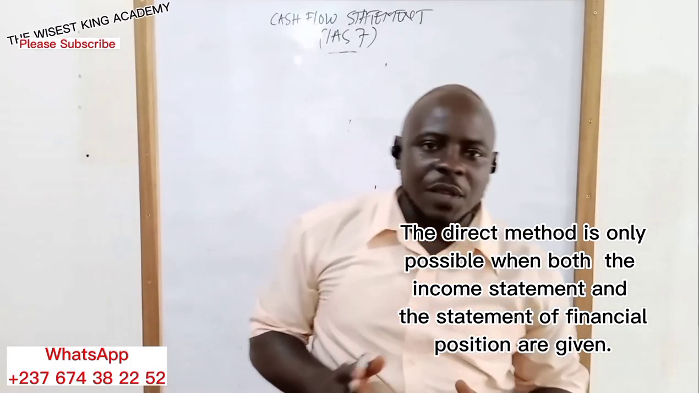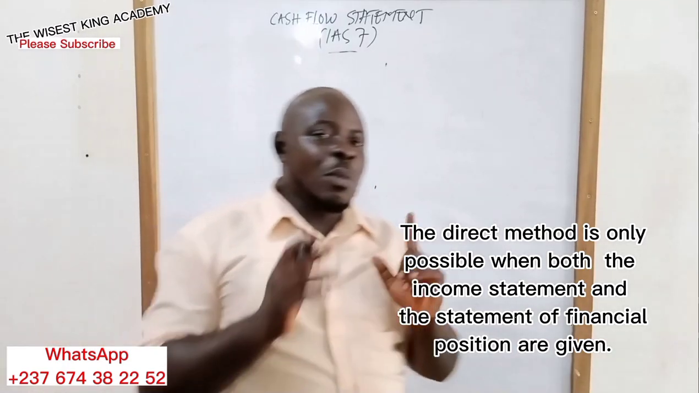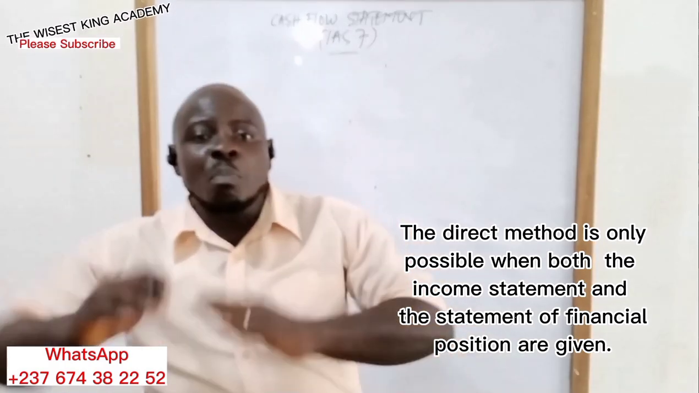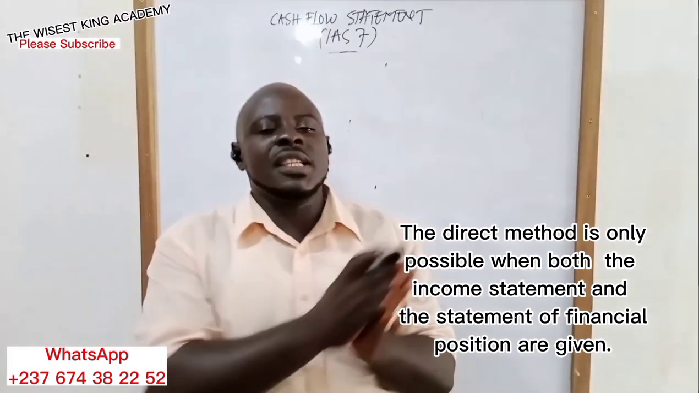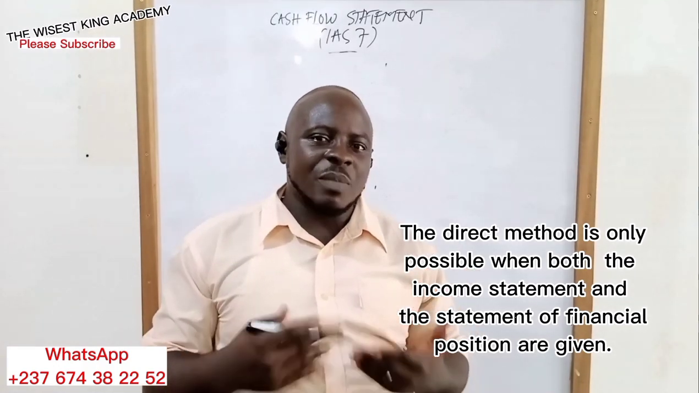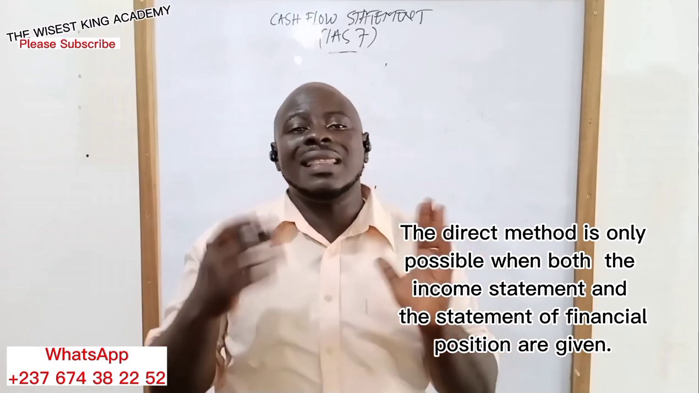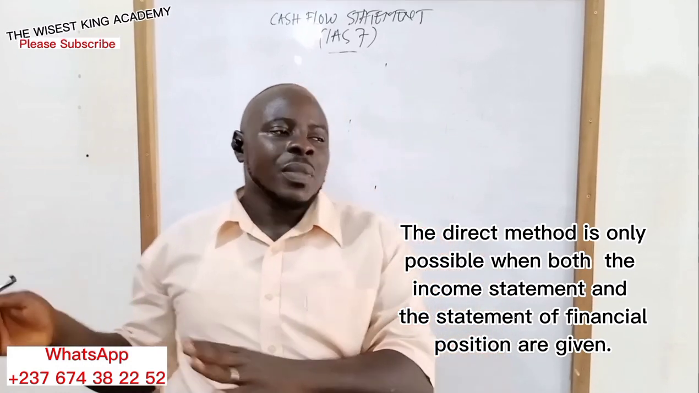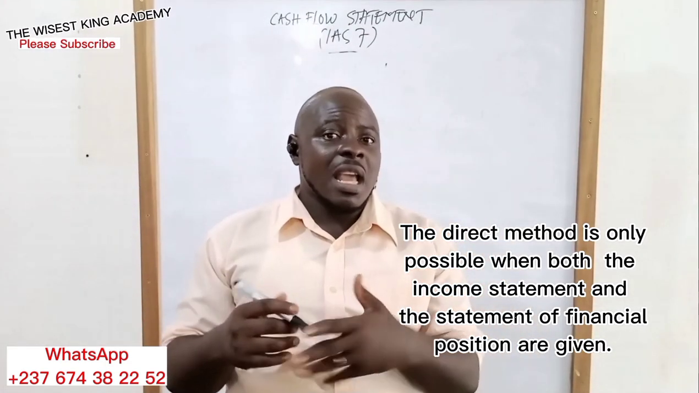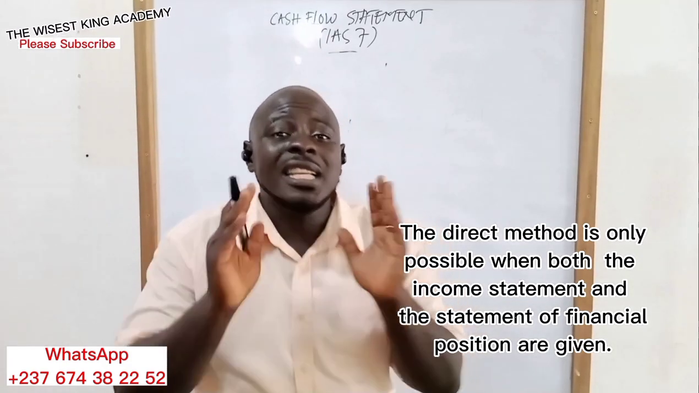What does this mean? It means that to determine the net cash flow from operating activity using the direct method, you must be given both the income statement and the statement of financial position. So if you are asked to prepare a cash flow statement and you have been given the income statement and the statement of financial position, you can use both the direct and the indirect method. But if you are asked to prepare the cash flow statement, and you have been given only the statement of financial position, it is impossible.